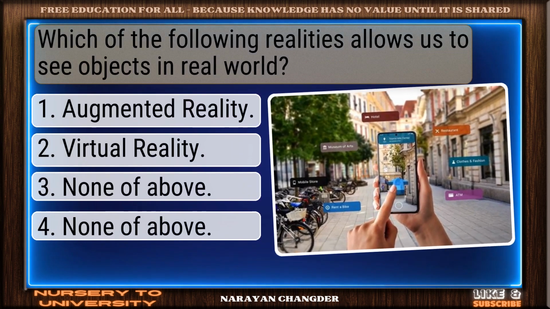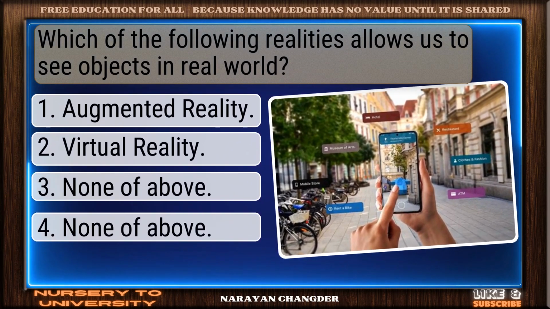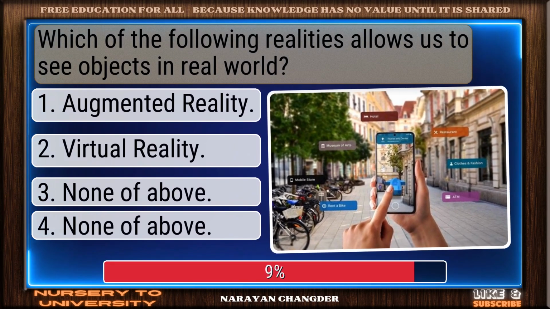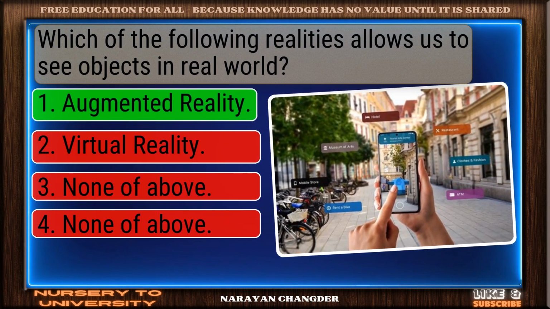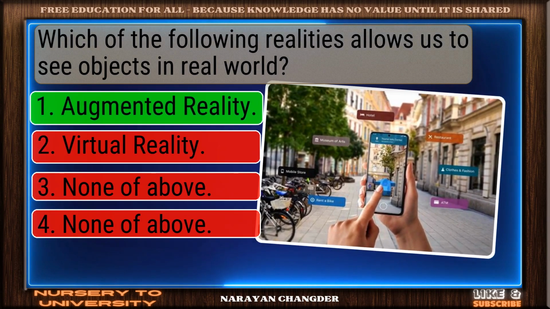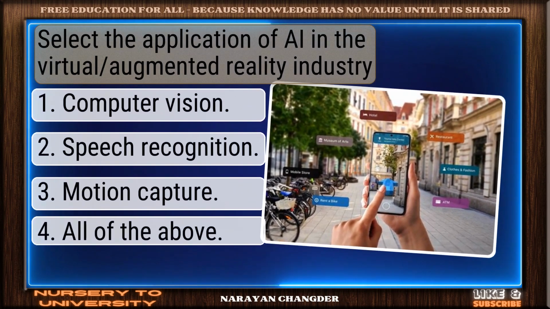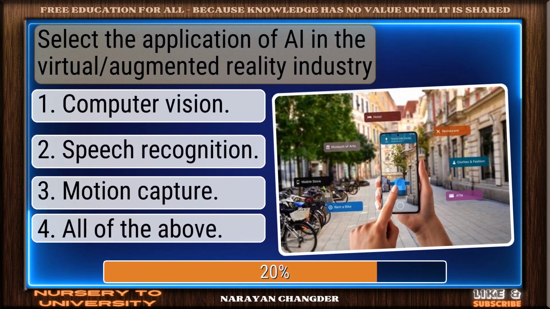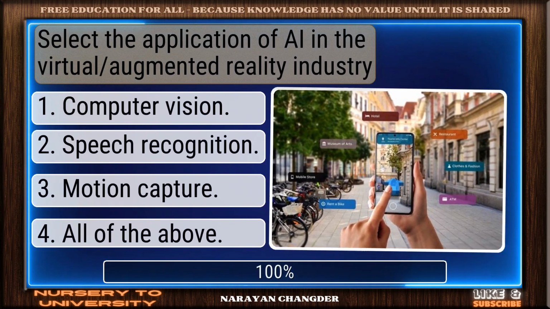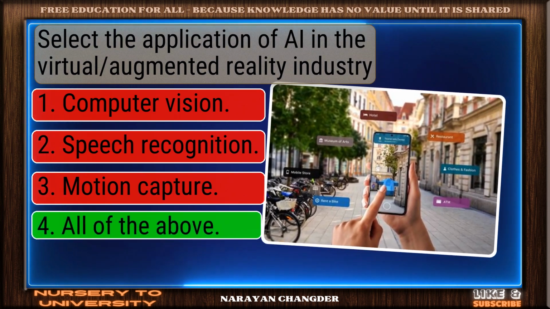Question number 27. Which of the following realities allows us to see objects in the real world? Valid point. Augmented reality is true. Question number 28. Select the application of AI in the virtual augmented reality industry. Right choice. All of the above is the best answer.